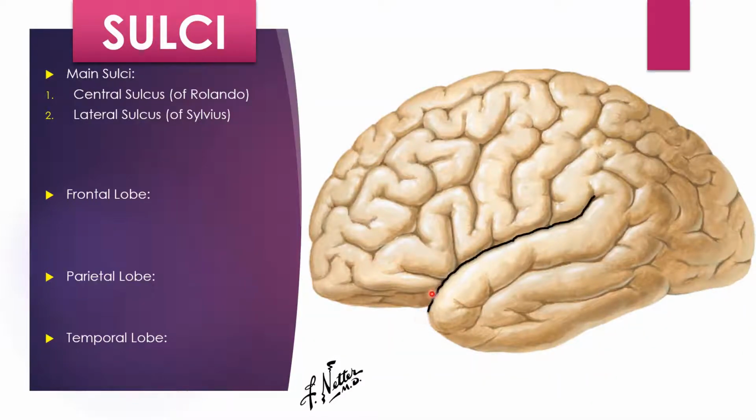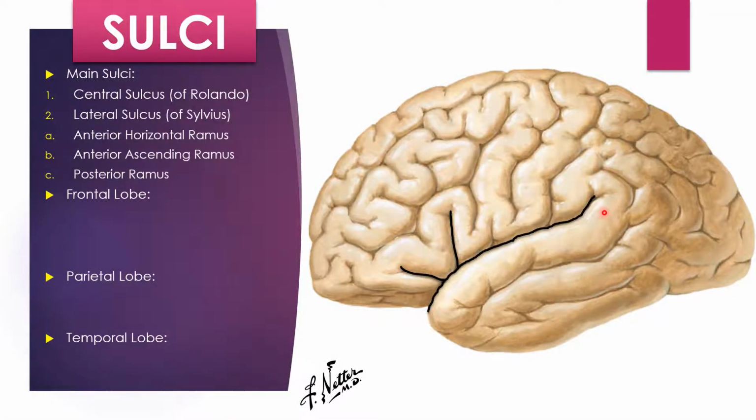While it is going on the superolateral surface, it gives 3 rami: an anterior horizontal ramus, an anterior ascending ramus, and it continues posteriorly as the posterior ramus or posterior horizontal ramus. It was stemming from the inferior surface. The main stem goes on the superolateral surface and divides into 3 rami. These were the main sulci present on the lateral surface.